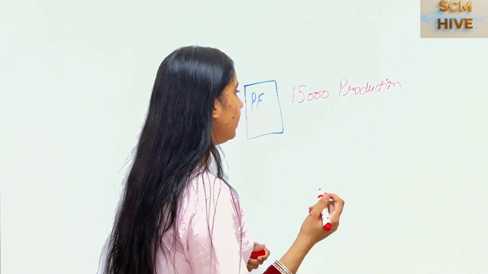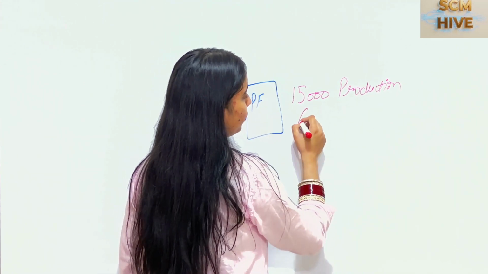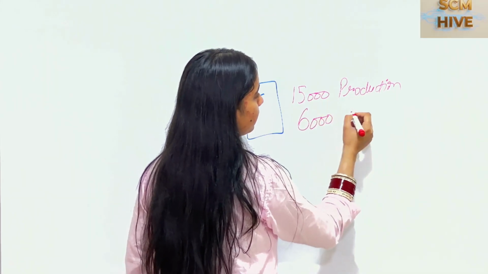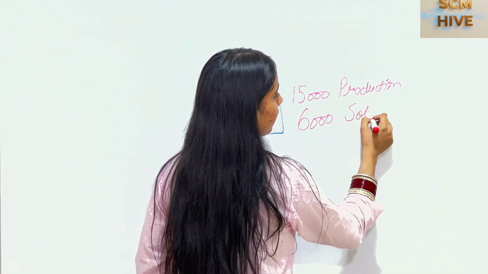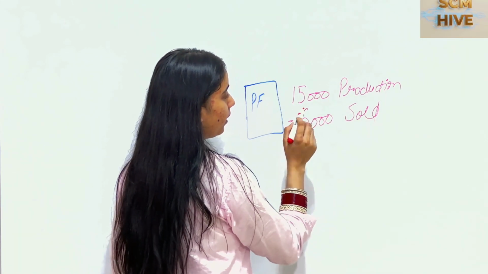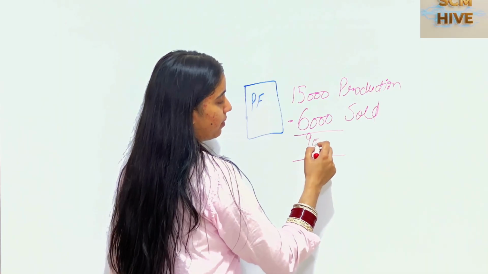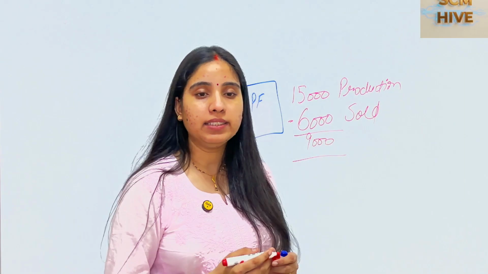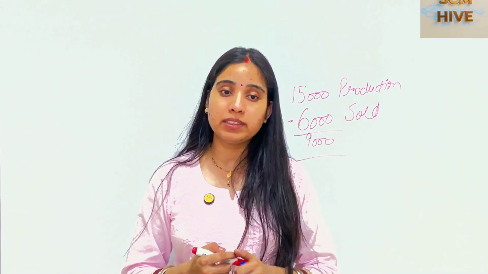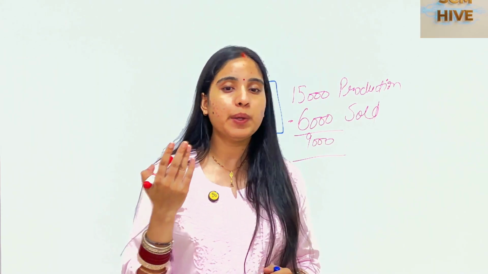And Diwali comes, Diwali goes. The final result is that you sold only and only 6,000 bottles. How many bottles? We sold only 6,000. So the balance is 9,000 bottles sitting in your warehouse.